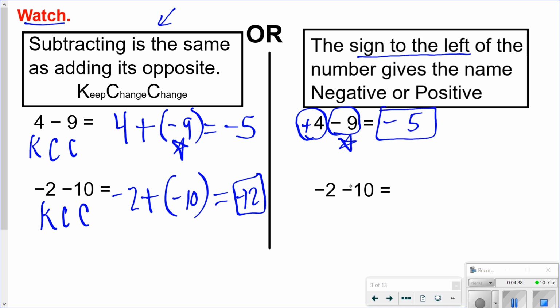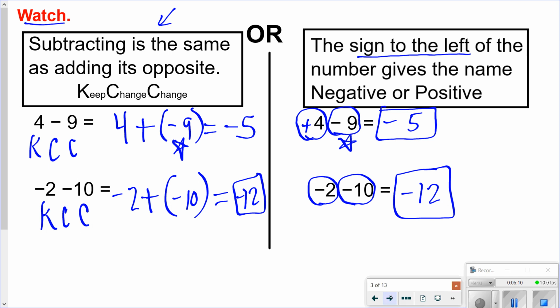So circle the number, including the sign to the left. Circle the number and the sign to the left. Both of these are negatives, a negative 2 and a negative 10. When they join together, they are a negative 12. They are same signs, so they're going to add. If you start at negative 2 and it's going in the negative direction for the 10, it's getting more negative. So that is a negative 12.